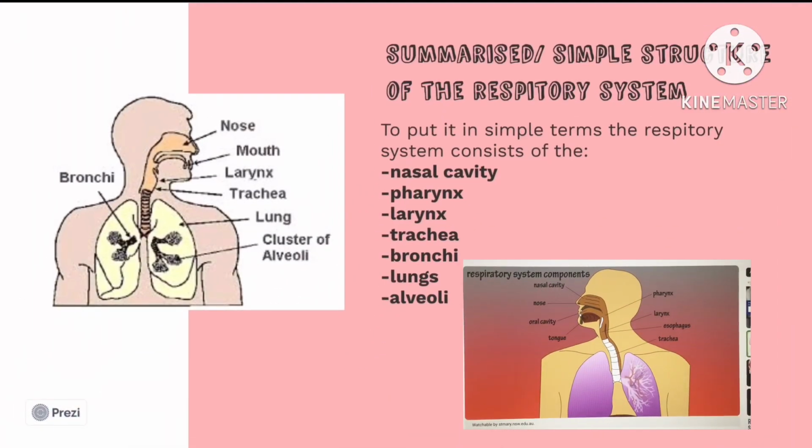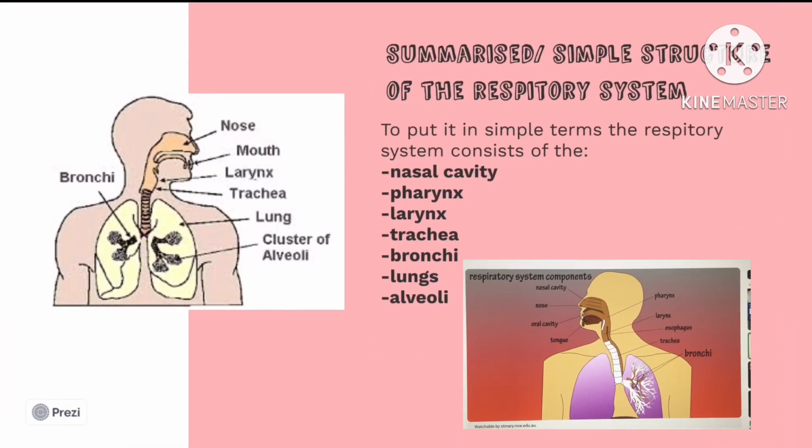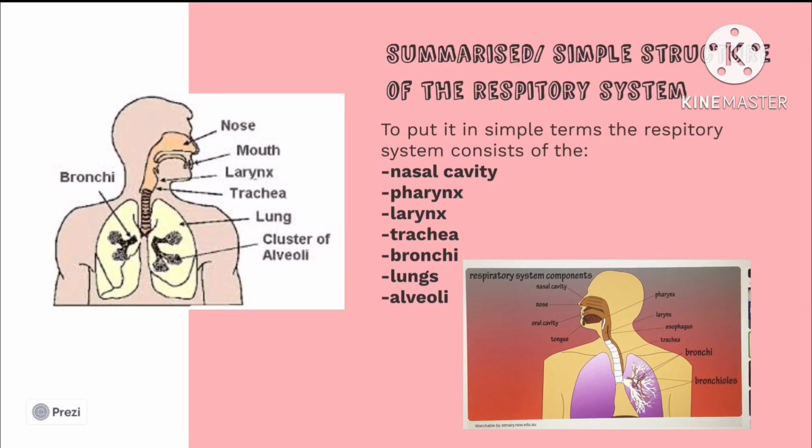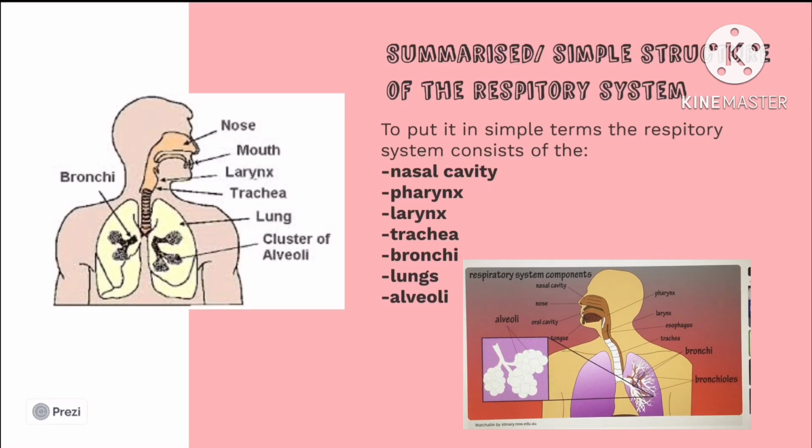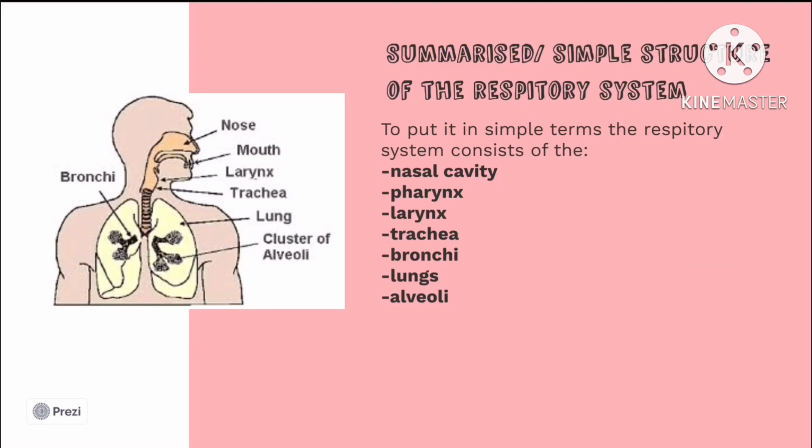Summary of the simple structure of the respiratory system. To put it in simple terms, the respiratory system consists of the nasal cavity, pharynx, larynx, trachea, bronchi, lungs, and alveoli.